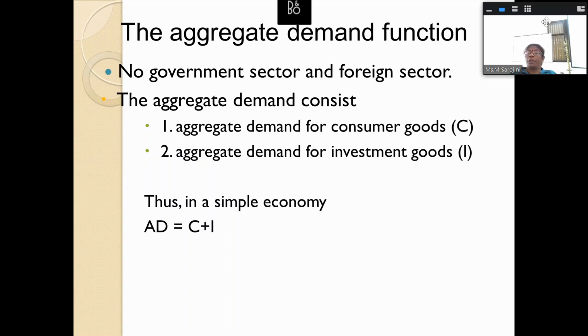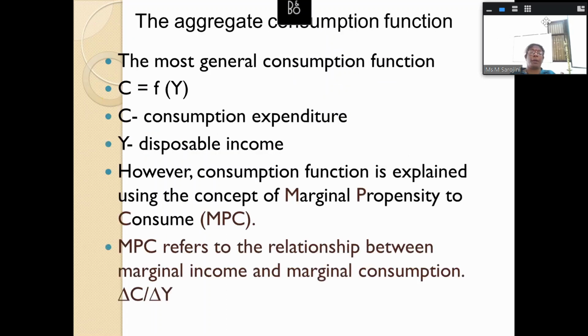The aggregate demand for consumer goods, that is normally we call C, and the aggregate demand for investment goods, that is I. Therefore, for the simple economy, AD, aggregate demand, which we also call the output of the economy, is consumption plus investment, right? This is for the two-sector model.